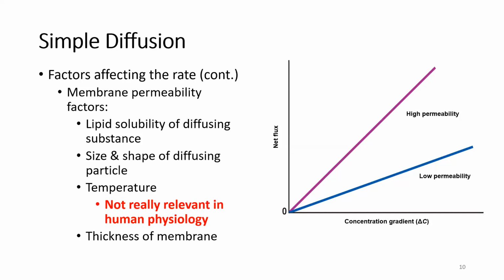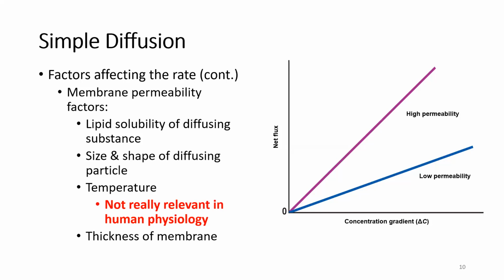The second factor affecting the permeability is the size and shape of that particle. When we talk about big, bulky particles, think about big, bulky proteins or glucose. These are not going to be able to get through the membrane. They're just too big. They're just too bulky. They're going to need some other type of mechanism. That's where we're going to get into transporters and so on.